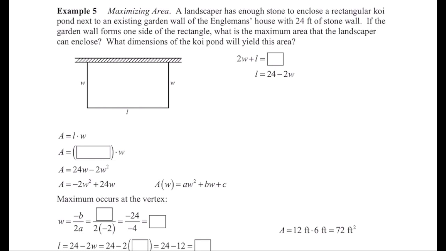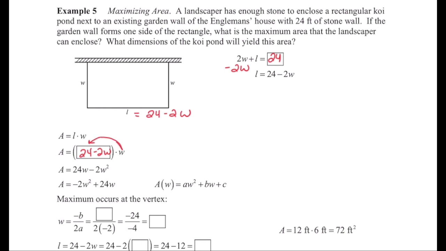Well, we're not entirely sure what the length is or what the widths are, so we can label them as W, W, and L. But we know that when I add those two W's plus the L together, it has to be 24. Therefore, if we solve for L by subtracting 2W, our L value is now written in terms of W. So when I take length times width, I'll have 24 minus 2W times W.